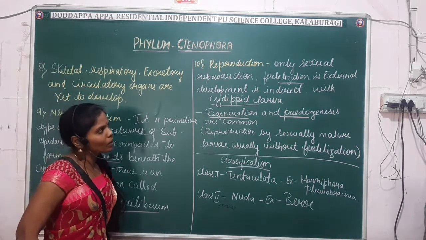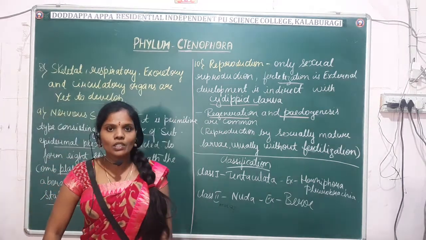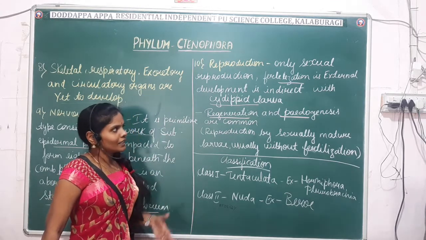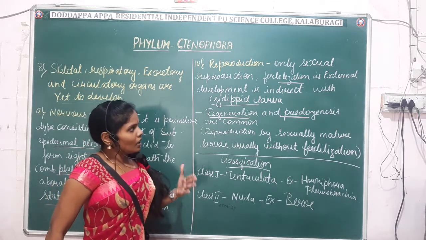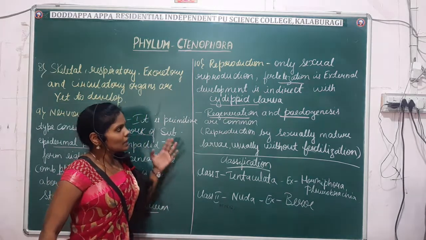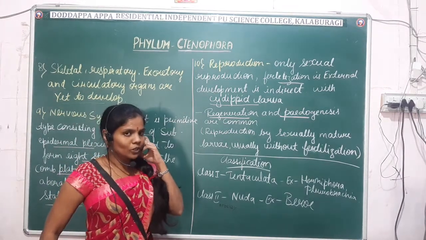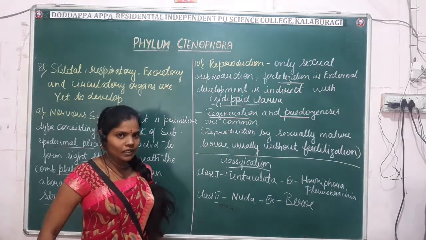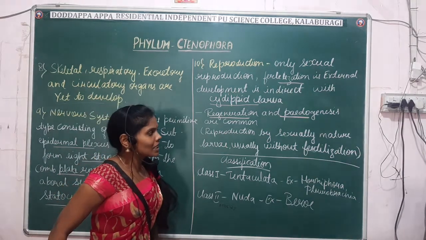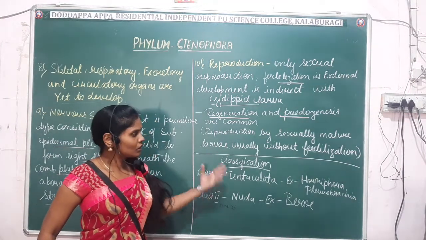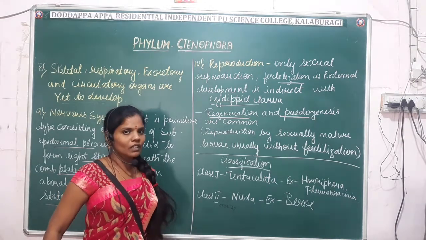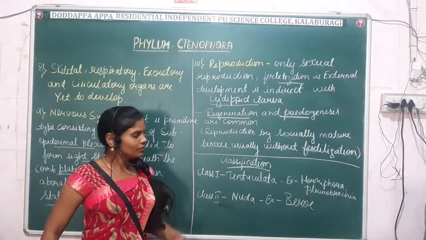When it comes to reproduction, they generally reproduce by sexual method, the asexual method is absent, and the development is indirect. Fertilization is external. Another important feature is that they exhibit regeneration and pedogenesis. You already know the difference between these two. Pedogenesis means reproduction by sexually mature larvae, usually without fertilization. So these are some of the characteristic features of the phylum Ctenophora.